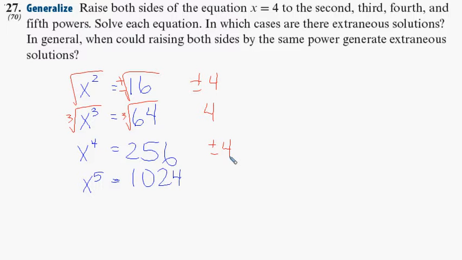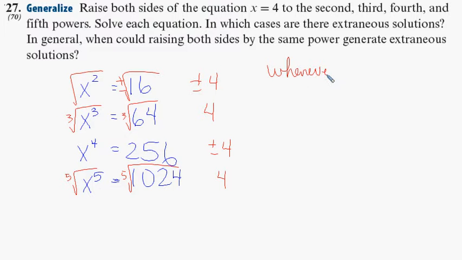Okay. And then, of course, x to the fifth, the only one that's going to work, the fifth root of x to the fifth, and you can even plug it into your calculator if that makes you feel better, that's going to be positive 4. Okay. So in which case are there extraneous solutions? In general, when could raising both sides by the same power generate extraneous solutions? Whenever you raise it to an even power.